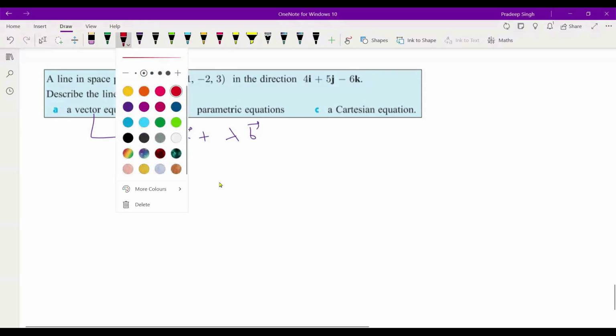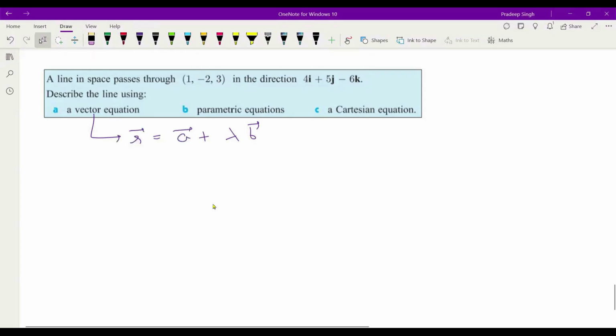So let's write a vector in the column vector notation. So a vector will be 1, minus 2, and 3 plus lambda times b vector, which is called the direction vector, which is a vector parallel to the given line, which is 4, 5, and minus 6. And for r on the left hand side, we will write x, y, and z. So this is the vector equation of the line.